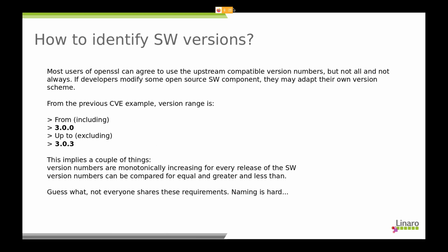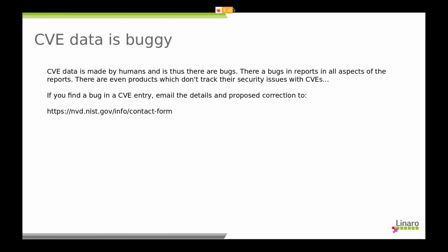And then of course the CVE data itself is entered by humans, and thus there are bugs in this data. These bugs are in all aspects of the report. The naming can be wrong, the versioning can be wrong. Everything can be wrong with the CVE data. And when there are bugs clearly identified in the CVE reports, it's best to try to correct them in the CVE database as well. This can be done either through email or by directly contacting the CVE people from this web forum. They are usually quite fast in fixing issues in the CVE data.